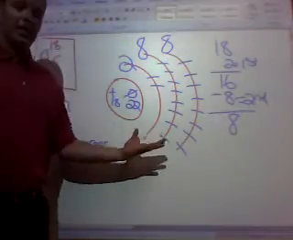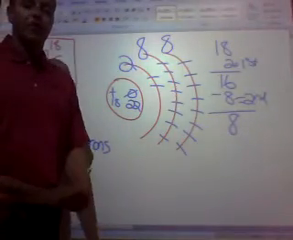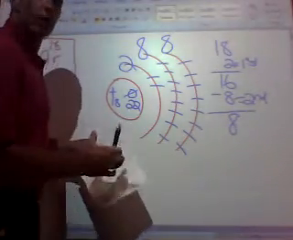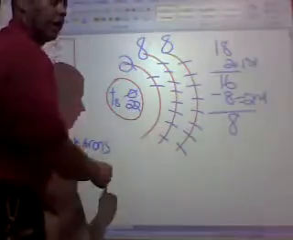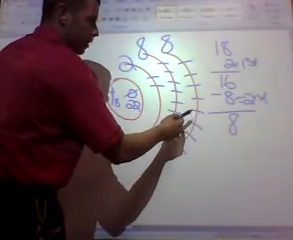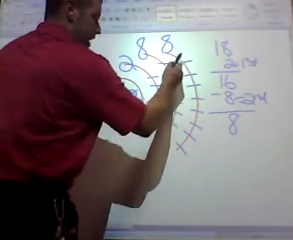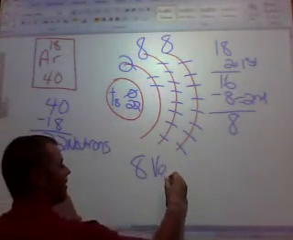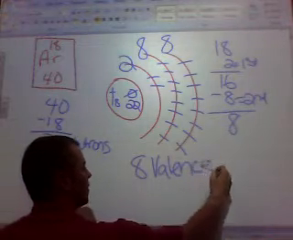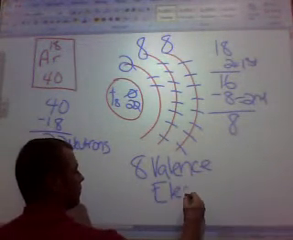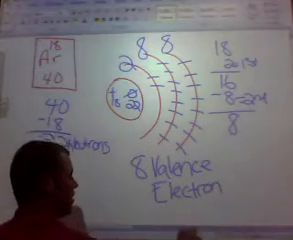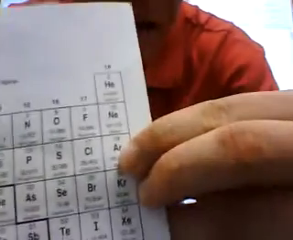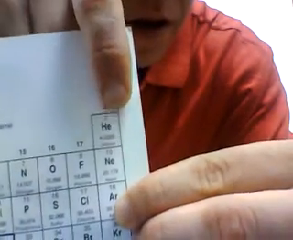Now, how many valence electrons does this have? It's still very simple. Count the electrons that are on the outermost energy level, the last ring. And that would be 1, 2, 3, 4, 5, 6, 7, 8. Argon has 8 valence electrons. Note, argon is in group 18.